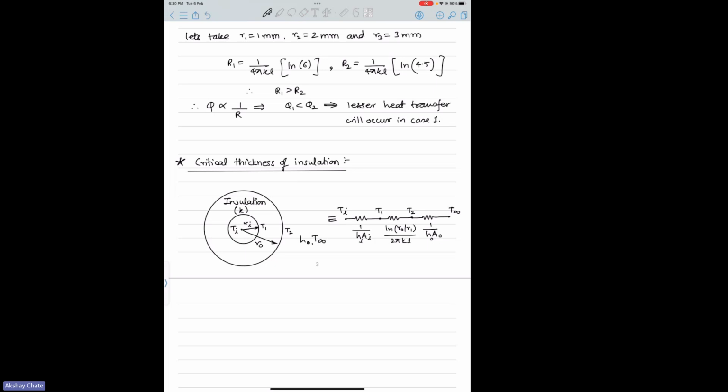So the question that is proposed is, what should be the value of R naught so that maximum heat is dissipated from inside to ambient.